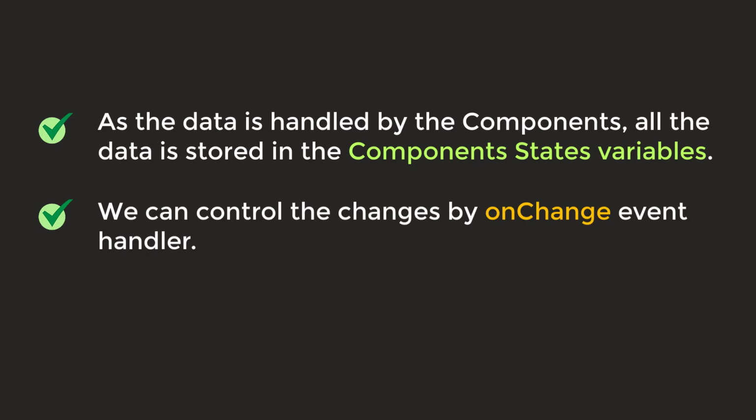variable. So that's clear that we'll be working with the state variable in order to handle the data and work with the forms. We can control the changes by onChange event. For example, when user types something or user changes the value of the dropdown, we can use the onChange event handler to handle the data and to update the state value.